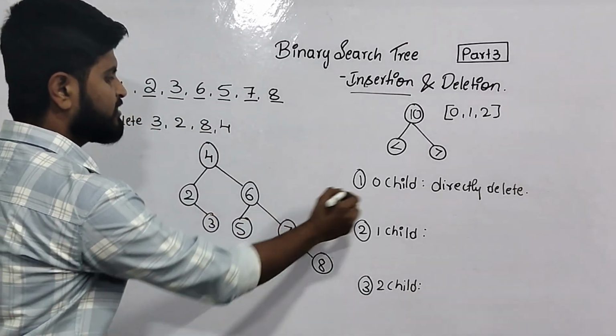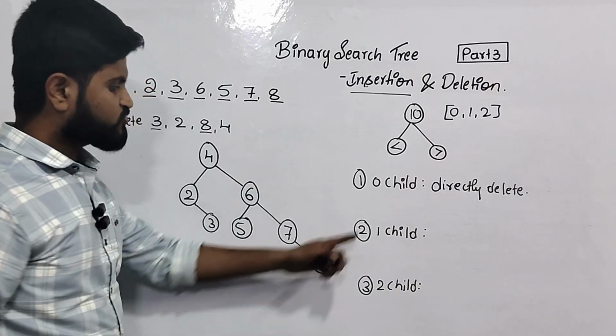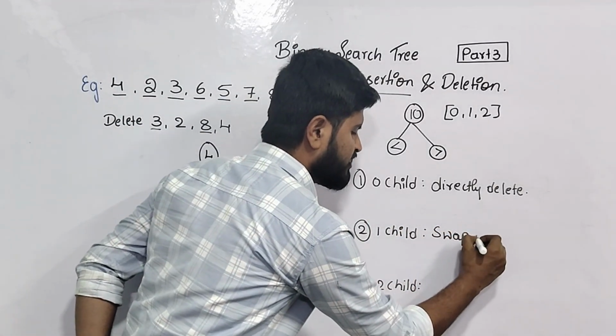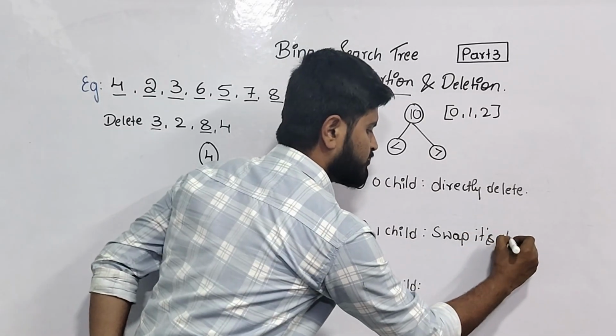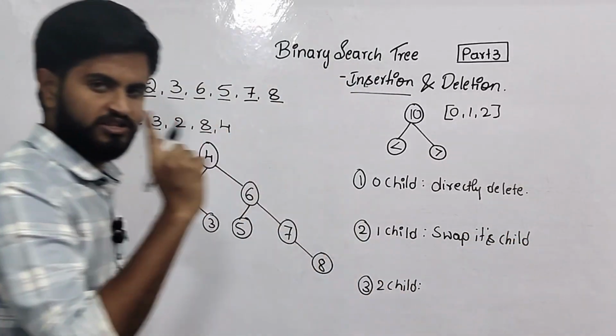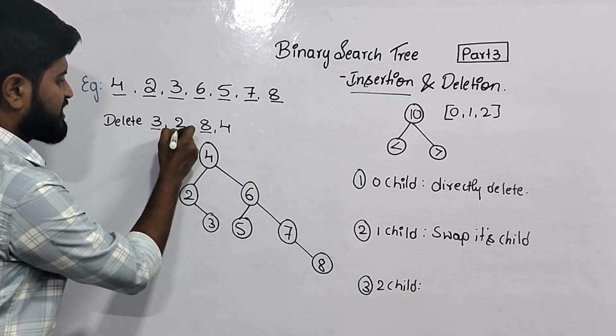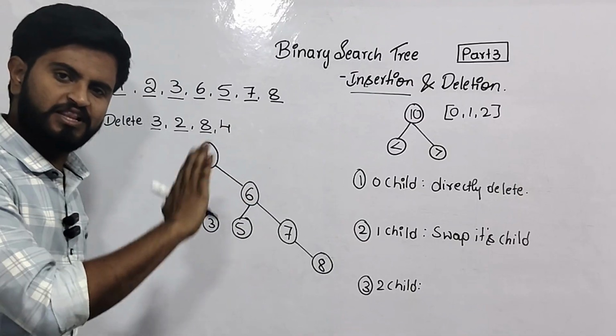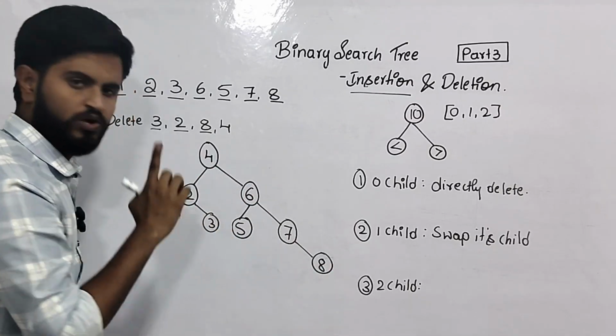So the next one is 1 child node. If there is 1 child node, first swap the node that you want to delete with its child node. Swap with the child. For example, if you see I want to delete 2. 2 is having 1 child, whether it may be left child or right child, it is having 1 child.